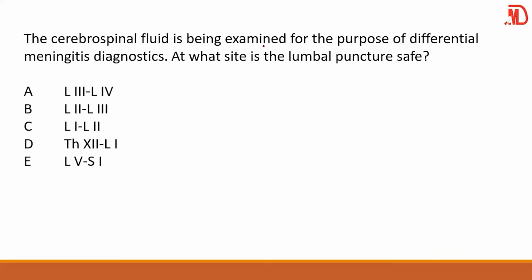Cerebrospinal fluid is being examined for the purpose of a differential meningitis diagnostic. What is the site, guys? You know the site already. L3, L4. The space between it. And you know where you can find this cerebrospinal fluid, right? At the subarachnoid space. So actually, when you do this, we're looking at what? The subarachnoid space. All right.